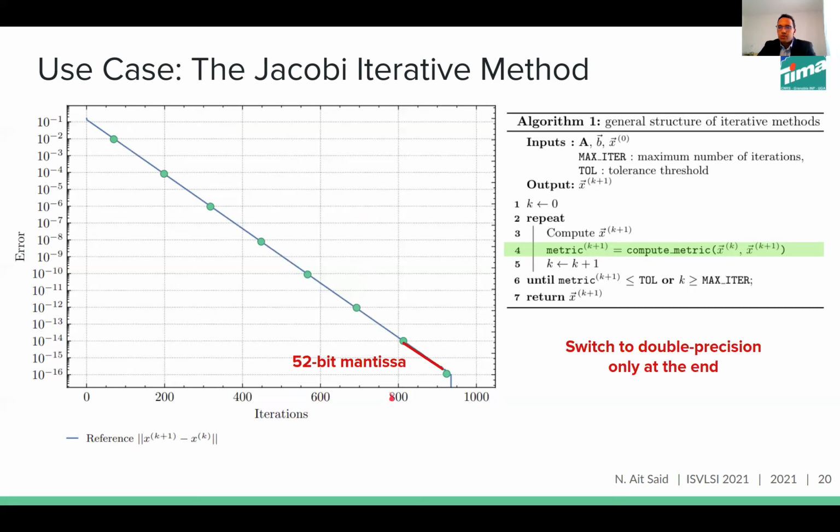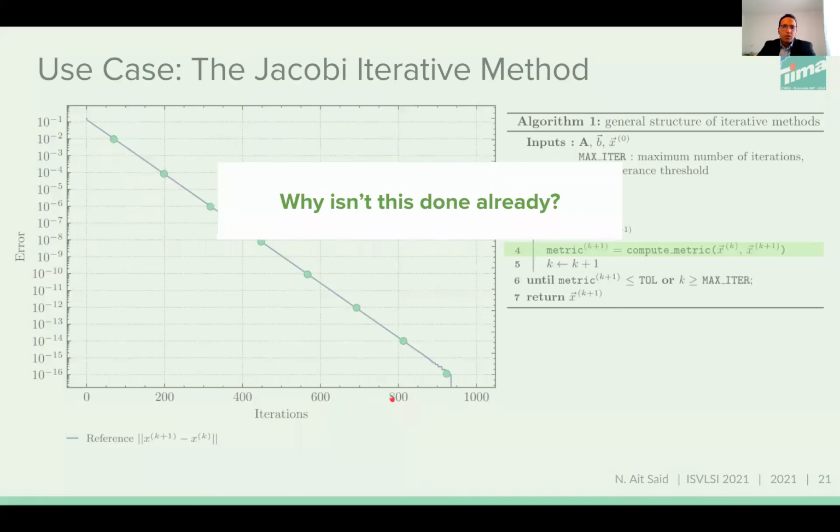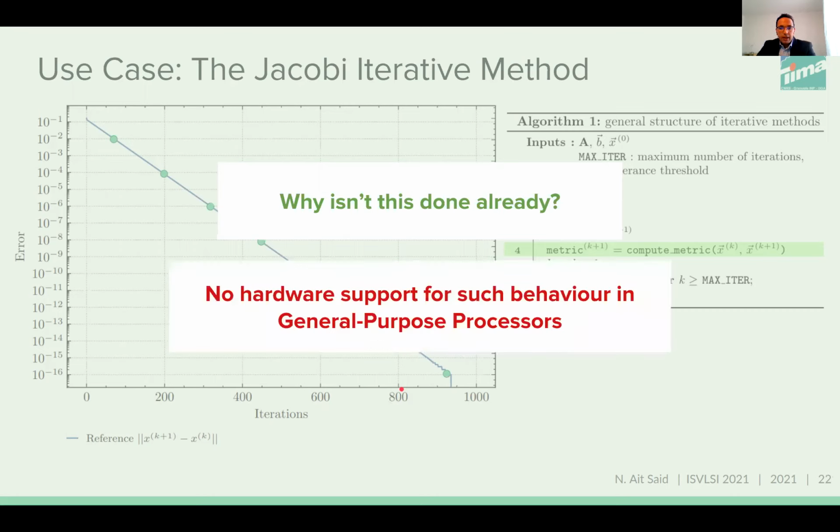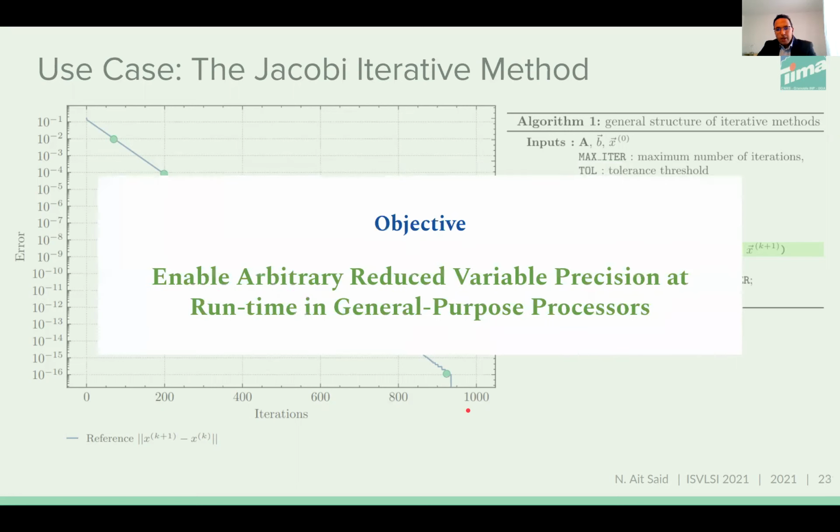Now, to answer the question that we asked earlier, why isn't this done already in current general purpose processors? The answer is actually simple. The answer is because there is no hardware support for such behavior, and we will show that later in the related works. And this is the problematic that we are trying to tackle in this paper. How can we achieve arbitrarily reduced variable precision at runtime during execution?